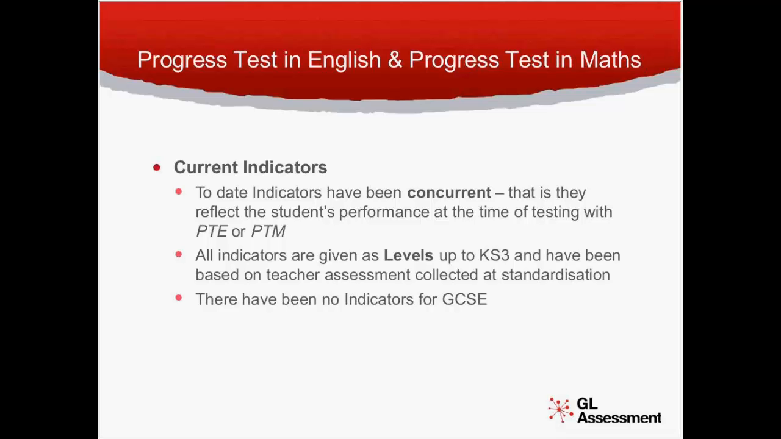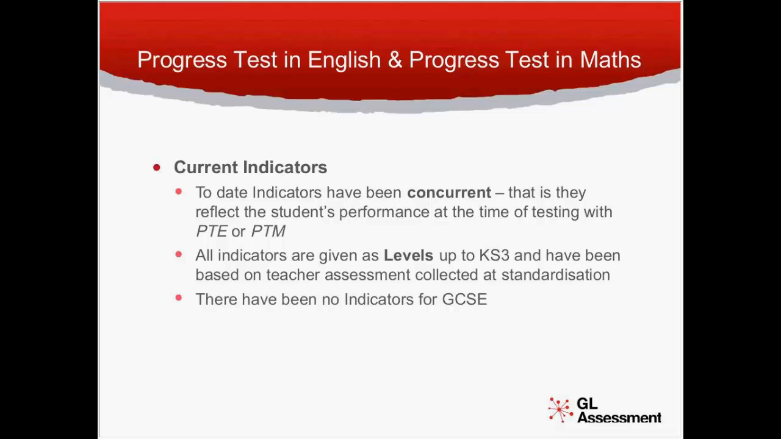Before I start talking about the new indicators, just very quickly to recap what you will have seen up to now, because I think it's important we explain the difference. Up until now, the indicators that you've seen in your reports have been concurrent indicators, and that means they reflect the performance of the pupil at the time they are assessed with our English or our Maths tests. The indicators have been given as levels, and we have included levels up to Key Stage 3. And these have been based on teacher assessment.